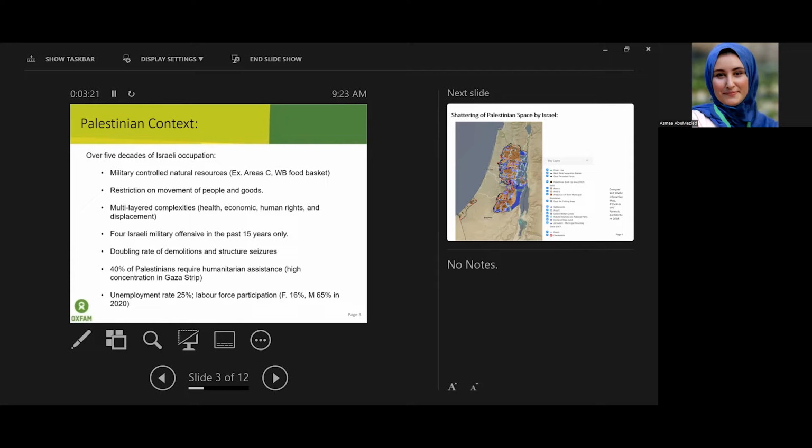What that means is that 40% of Palestinians in the occupied Palestinian territory require humanitarian assistance. That percentage is very high in the Gaza Strip, where 65% of Palestinians require humanitarian assistance. That percentage fluctuates based on the years, and is also affected by the amount of humanitarian aid being given to the PA. We also have an unemployment rate standing at 25%. But if you look at labor force participation, you will find huge gender gaps, where female participation in the labor market is 16% compared to 65% for males in 2020. This is according to the Palestinian Bureau of Statistics, which looks only at formal employment.